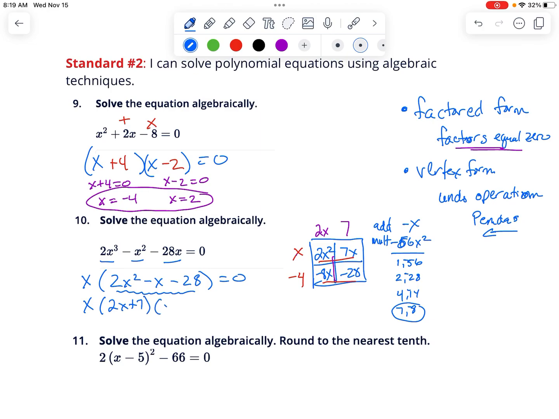So now my factors, I have an x, I have a 2x plus 7, and I have an x minus 4. I'm going to set each of those equal to 0. So this first one, I get x equals 0. This is one answer. I'm going to do this 2x plus 7 over here to give myself a little bit of room. So I'm going to subtract the 7 and then divide by 2. So -7/2. And then if I set this one equal to 0, I'll add it.